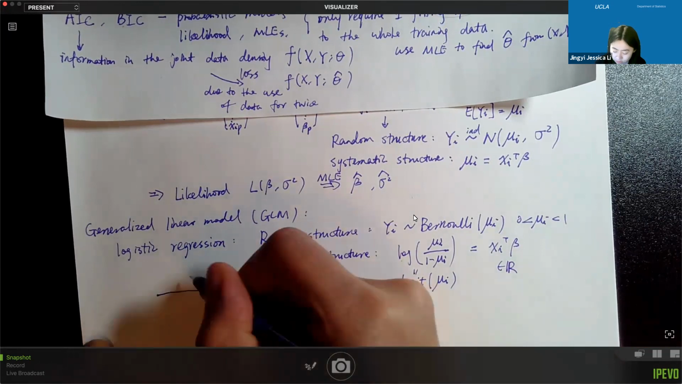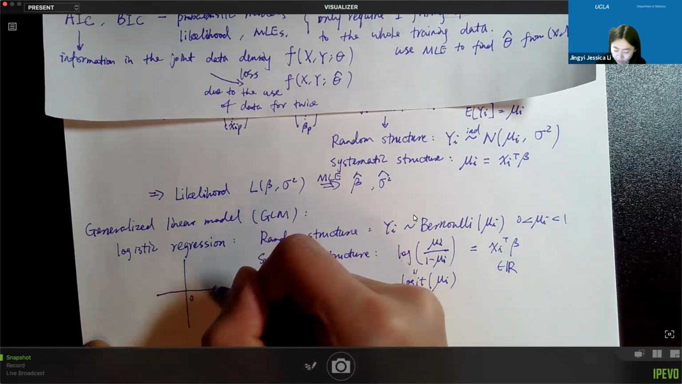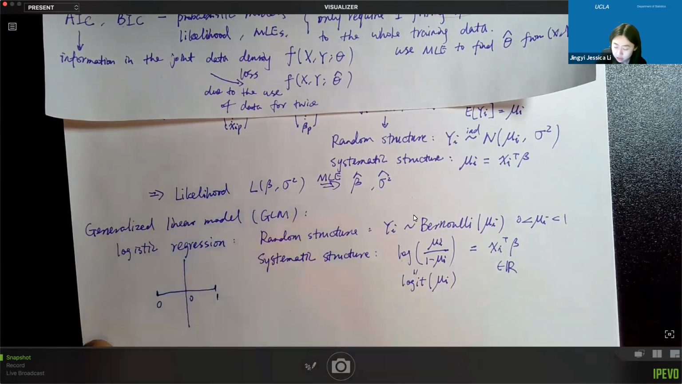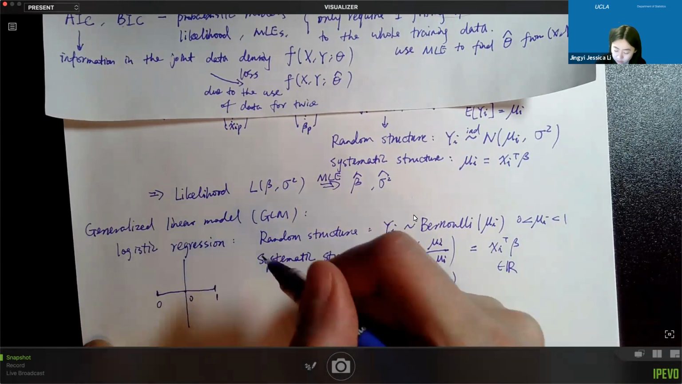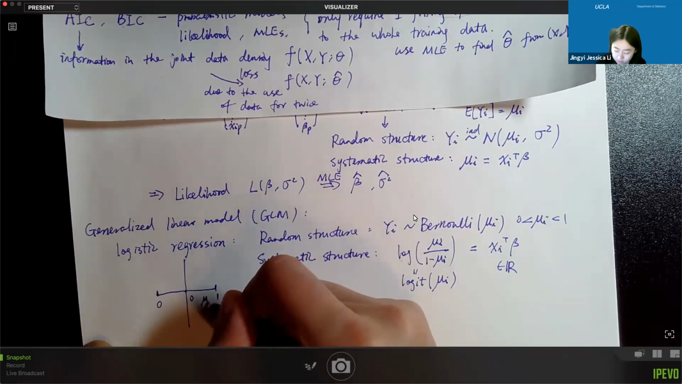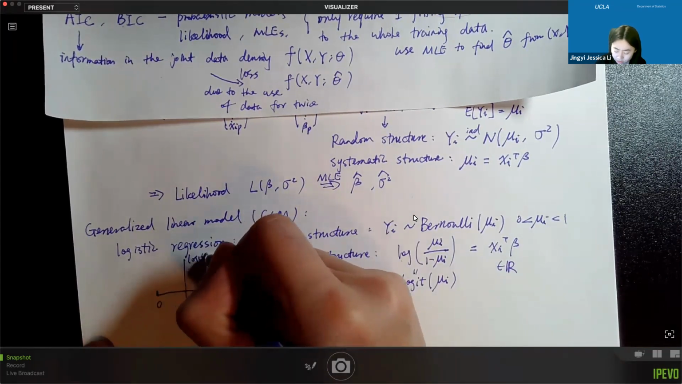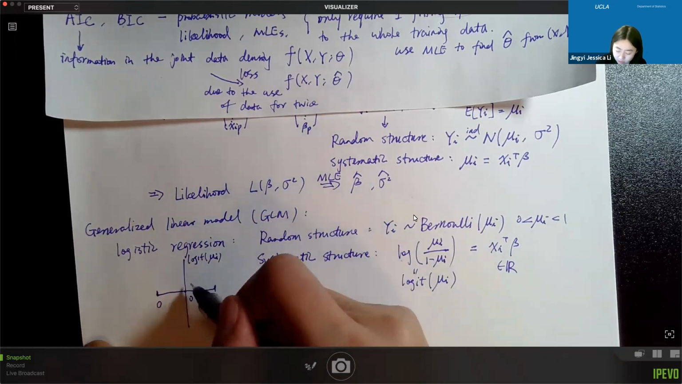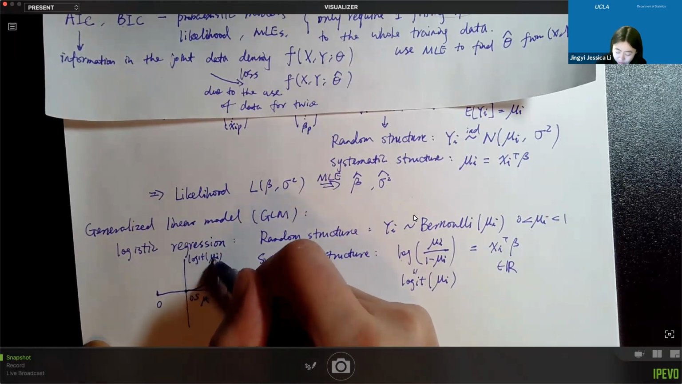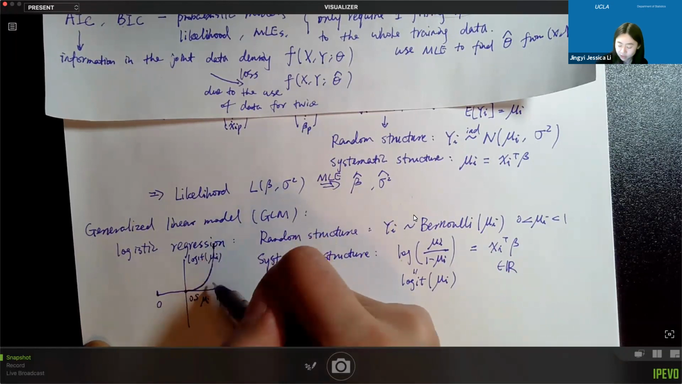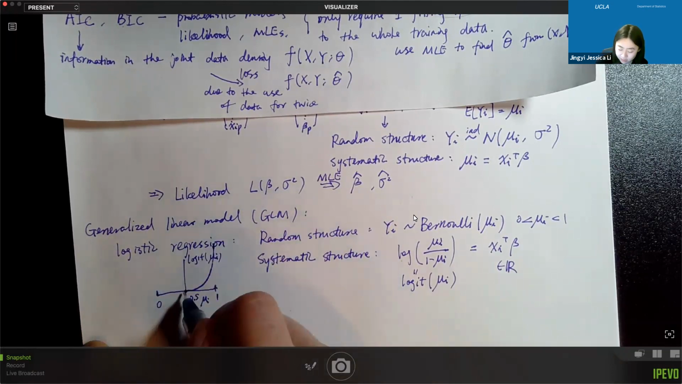So if I just plot it, 0 is here, 1 is here. This is mu i, and this is logit mu i. So what happens is that when I go from 0.5 to 1, it will go up like this, but it will never reach 1. It will never touch 1 on the right hand side, and it will go down to negative infinity like this, but it will never touch 0 on the left hand side.